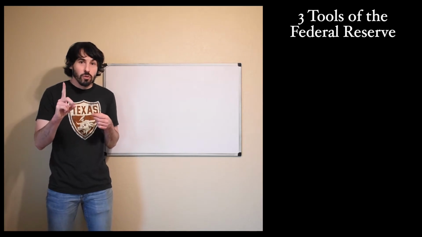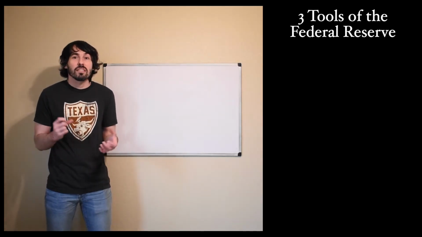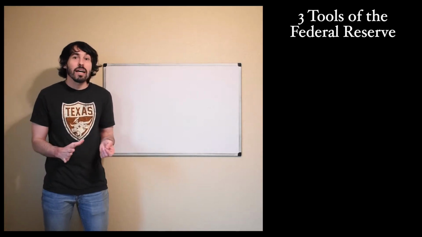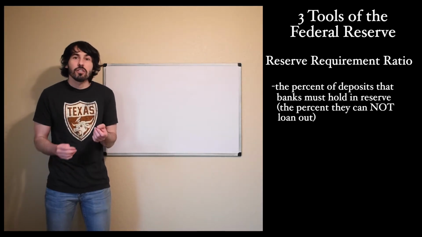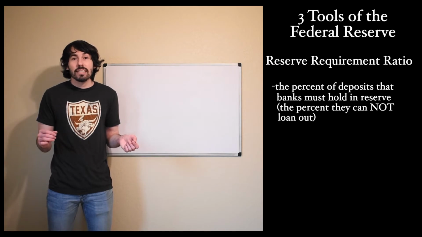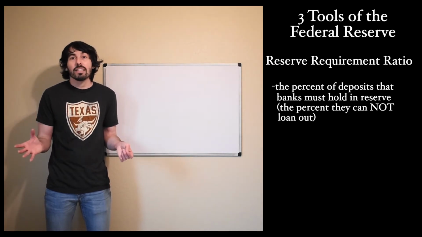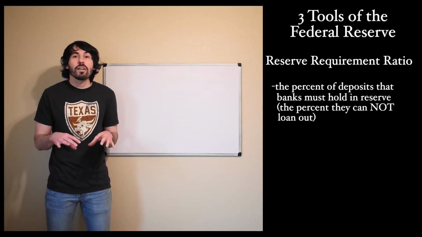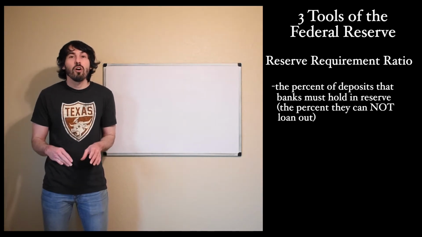All right, so the first tool of monetary policy that the Fed has in order to control the money supply is the reserve requirement ratio. We talked about this the other day. This is the percentage of money that's sitting in banks in people's demand deposit accounts that the Federal Reserve requires those commercial banks to hold on to by law.